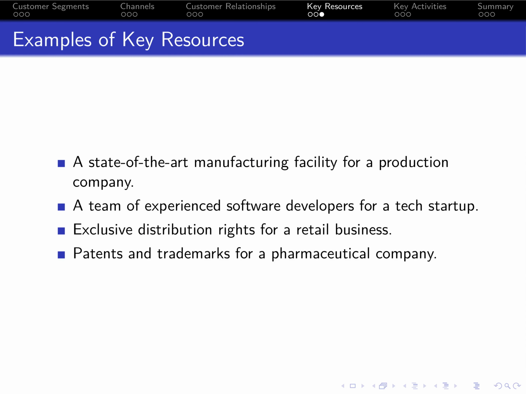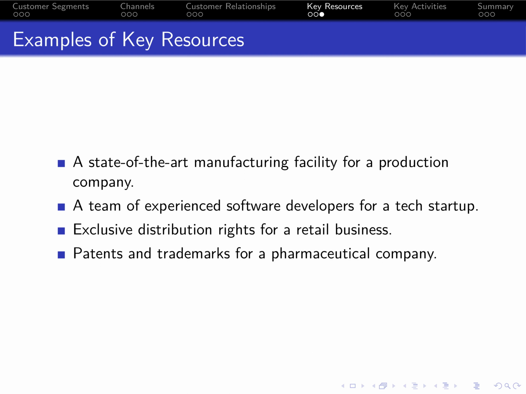In this slide, we delve into specific examples of key resources that are essential for different types of businesses. For a production company, having a state-of-the-art manufacturing facility is crucial as it enables efficient and high-quality production processes, giving them a competitive edge in the market. Similarly, a tech startup relies on a team of experienced software developers to create innovative products that can disrupt the market and attract customers.